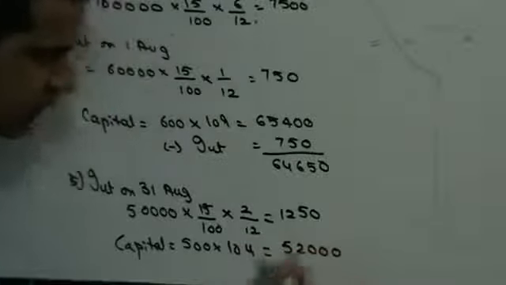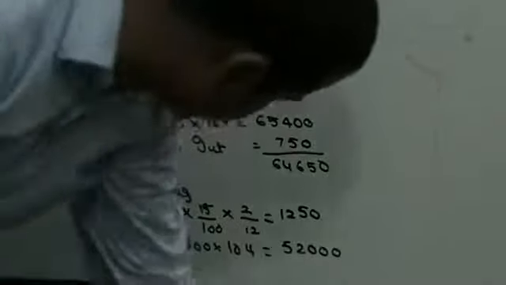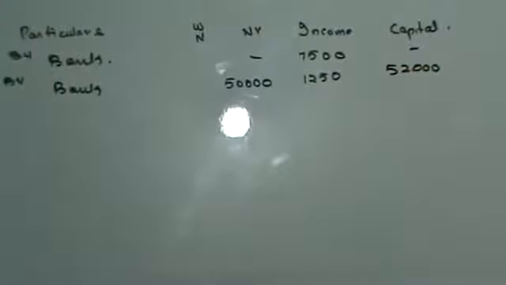52,000. Since this is ex-interest, I don't need to deduct the interest, right? So this is going to be interest of 1250 and this is 52,000. Capital value is 52,000. Now whenever you sell, you have to calculate the profit or loss.